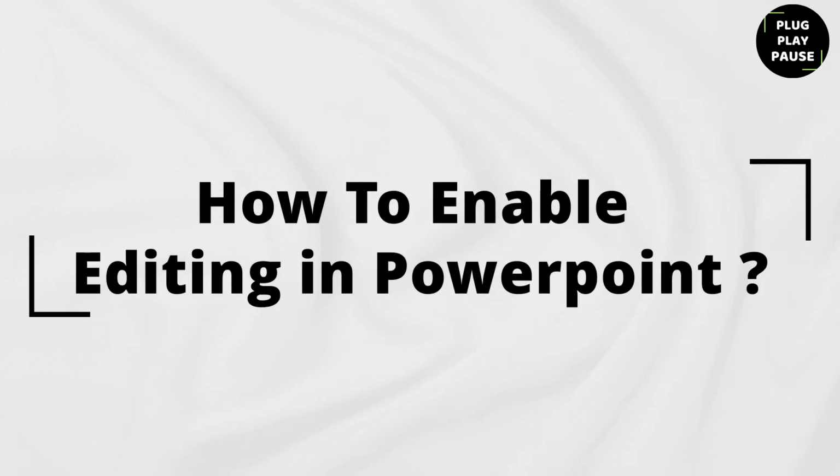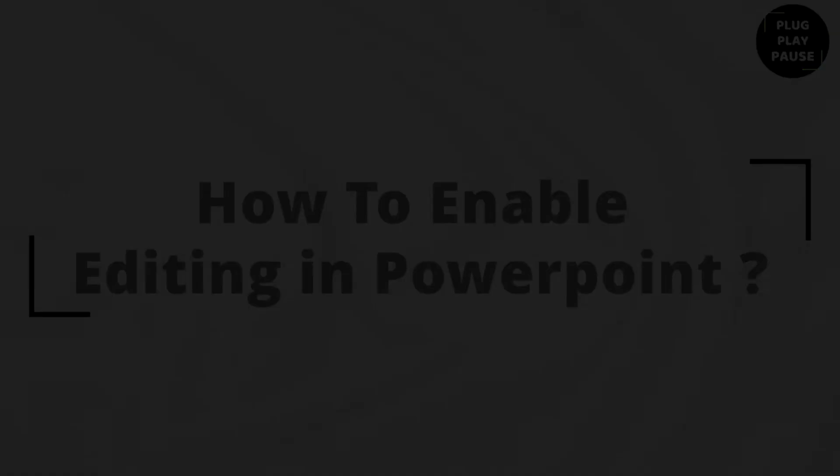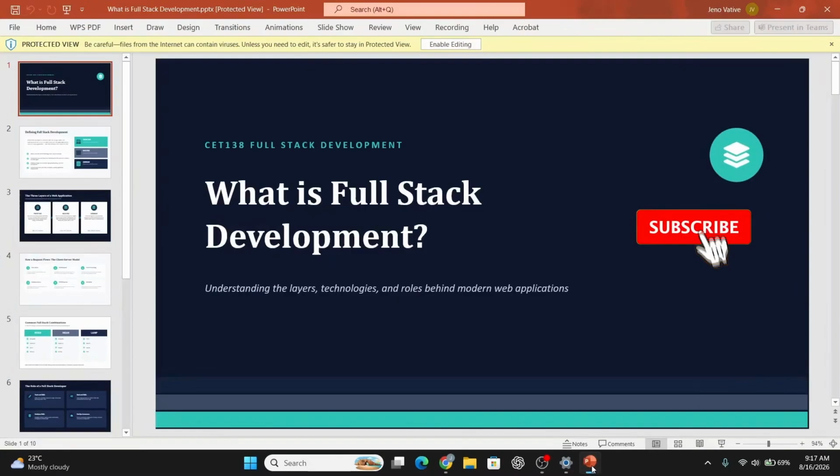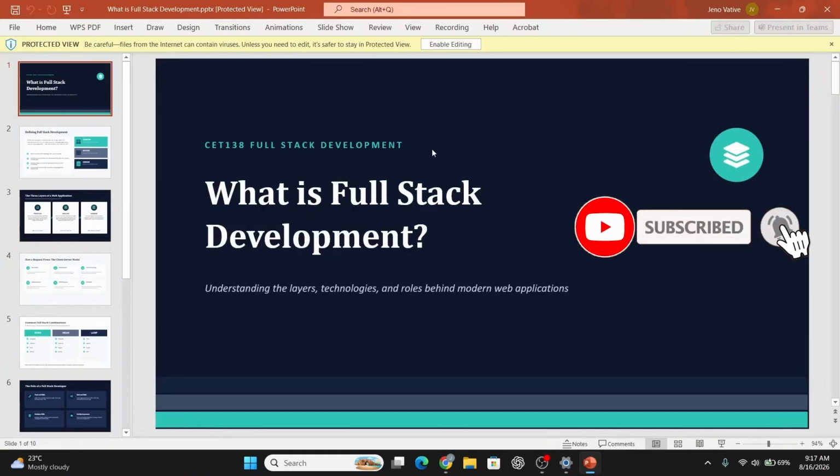How to enable editing in PowerPoint. This tutorial shows you how to turn off protected view and start editing your file. First, open PowerPoint. Open the presentation you want to edit.